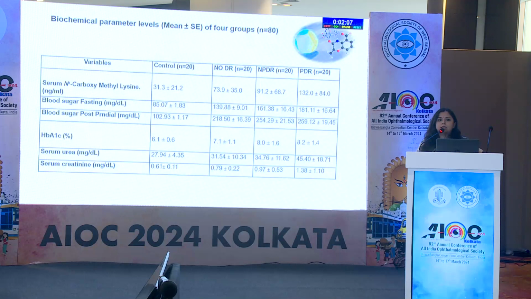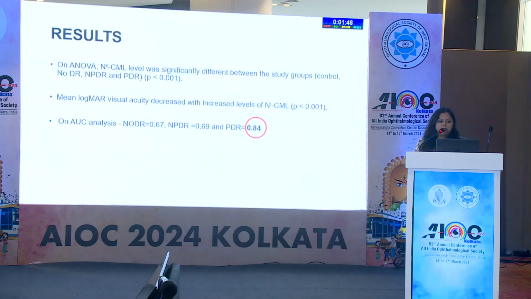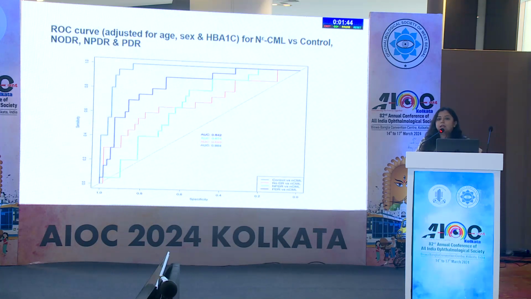But for the N-carboxymethyl lysine, if we do an ANOVA analysis, there is a significant difference between all the groups. What is also noticeable is that in the NPDR and PDR groups, the fasting blood sugar, the postprandial blood sugar level, and HbA1c levels are almost equal. That means that they are not truly indicating the condition of the disease. So we did the AUC analysis and found that the area under curve for PDR was 0.84.